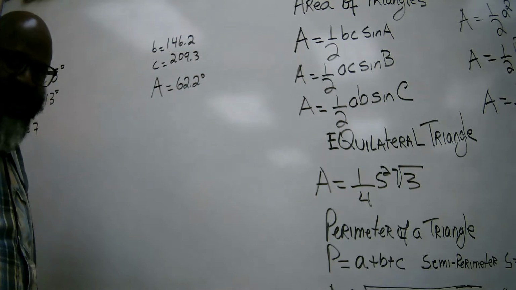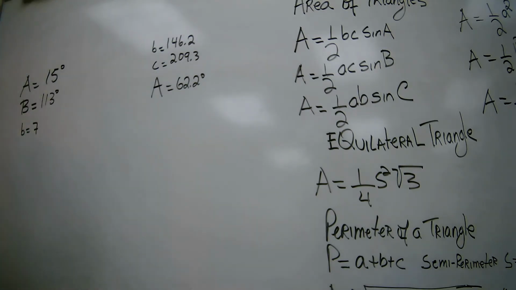Alright, let's resume our lesson. So, once again, you're going to find the area. They give you angle A and angle B. In any triangle, if you know 2 angles, you can always find the third angle. So angle C is missing, and you're going to find angle C.